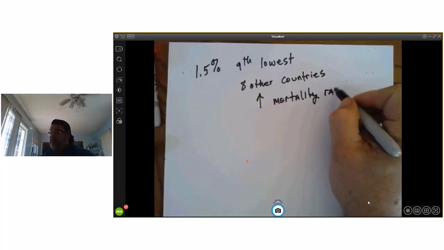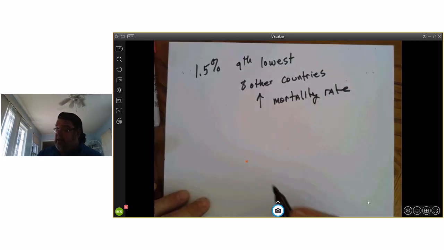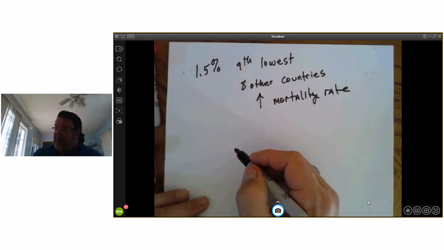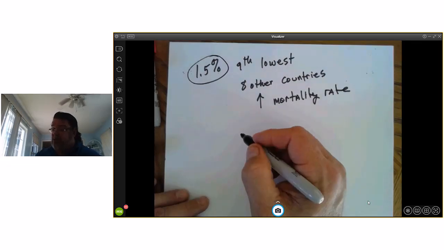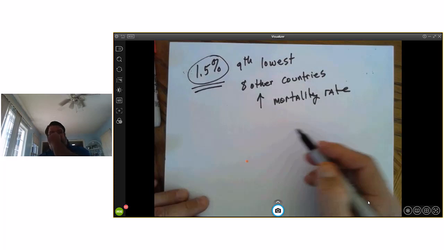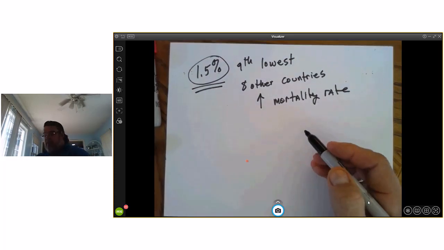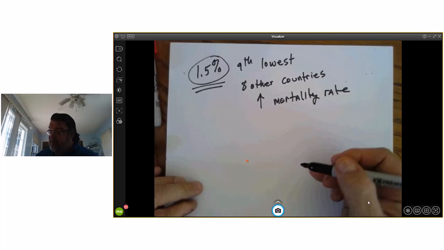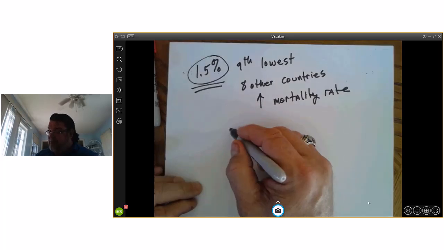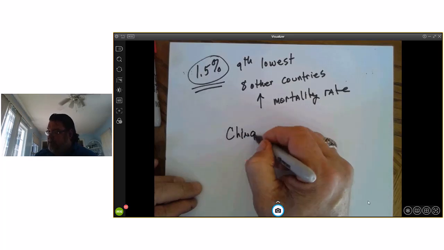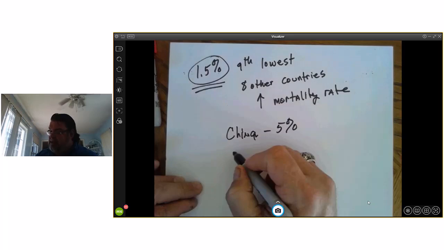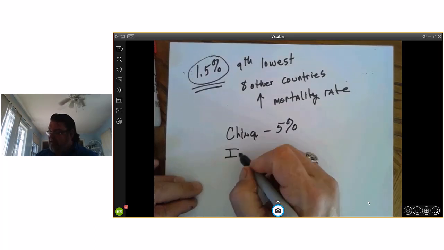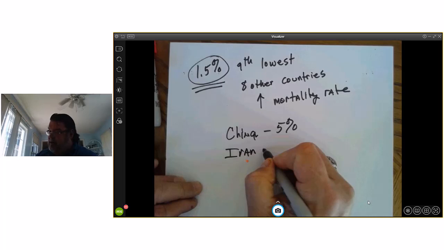Okay, now the reason I'm telling you this is for a reason. All right? We're at 1.5%, and everybody's saying, well, we're number one. We have the highest cases. Yeah, but we got one of the lowest mortality rates. China, who we just passed as far as cases, has like a 5%, I think. I can't remember. I get the numbers mixed up. They have a 5% mortality rate. Iran has a 7% mortality rate.